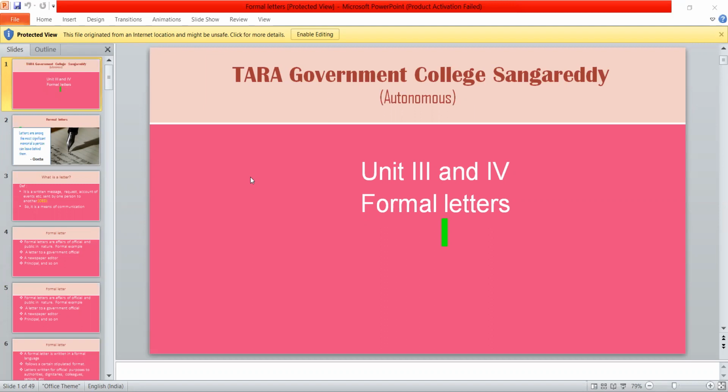Formal letters are those letters which are written to officials, government officials, or to the principals, or to colleagues, or to dignitaries. Whereas informal letters are written to friends and family members, and also relatives.